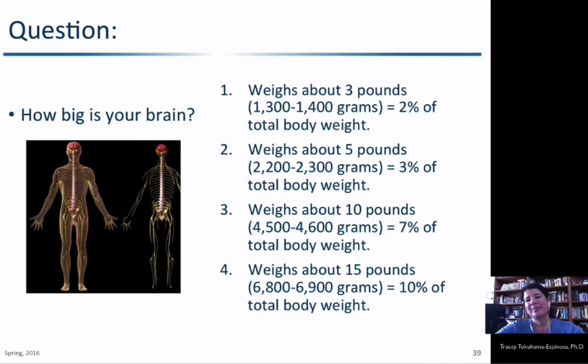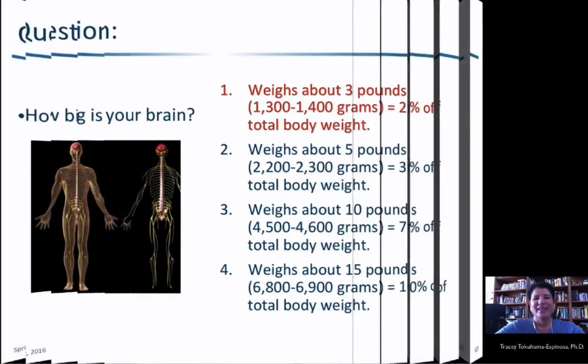How big is your brain? It weighs about 3 pounds. It's about 2% of your body weight. It weighs about 5 pounds. It's about 3% of your body weight. It weighs about 10 pounds or 7% of your body weight, or it weighs about 15 pounds, 10% of your body weight. When I say body weight, this comes from a Science Direct quiz, and it presumes an average adult human being of around 150 pounds. So whether that's true or not, okay, so what's the answer here?